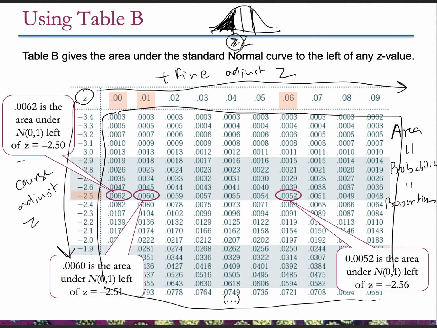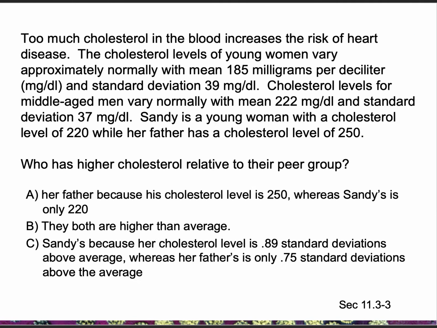So, another example: 0.0060 is the area under the z distribution left of z negative 2.5, and 0.0052 is the area under the z distribution left of z being negative 2.5.